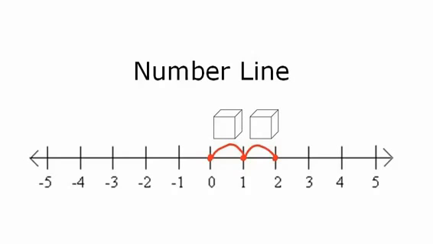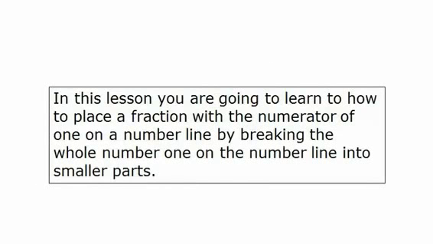And the next space would show 3. Mathematicians, in this lesson you are going to learn how to place a fraction with a numerator of 1 on a number line by breaking the whole number 1 on the number line into smaller parts. You know that when we talk about fractions, we are talking about equal parts of a whole. That means we are talking about one whole number being broken down into smaller equal parts.